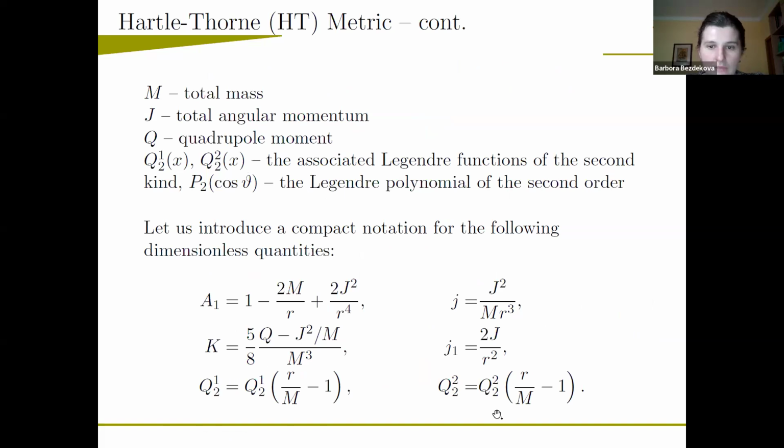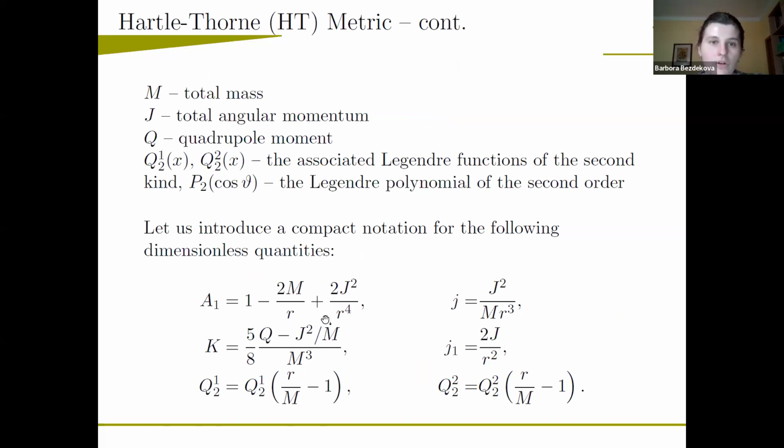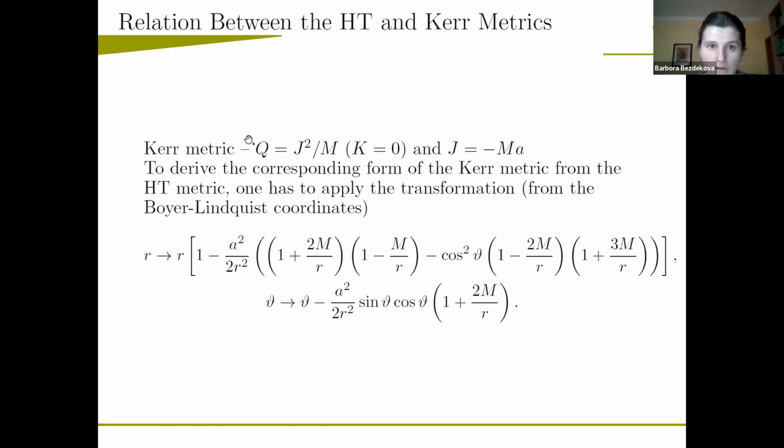And here I will just introduce this notation just to make this ugly formula more compact. And now when I want to go back to Kerr, which I know, what is done for the Kerr metric is that this parameter Q equals 0. That's because for the Kerr metric, the quadrupole moment equals this very specific form, the total angular momentum squared over its mass. So Q equals 0. And then for Kerr, J equals minus MA. If I do this, and then because this Hartle-Thorne metric was not defined in the Boyer-Lindquist coordinates, I have to perform this transformation of the coordinates. If I do that, I'm able to reproduce the Kerr metric. So I hope that answers your question.